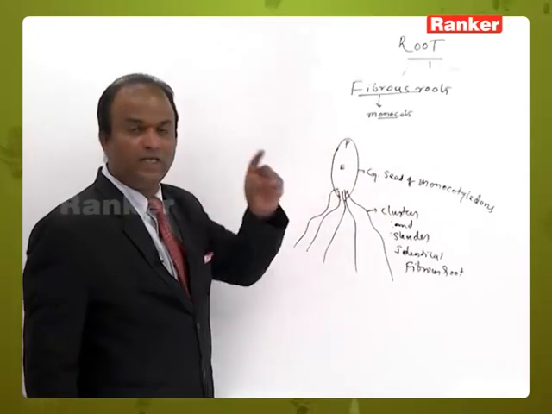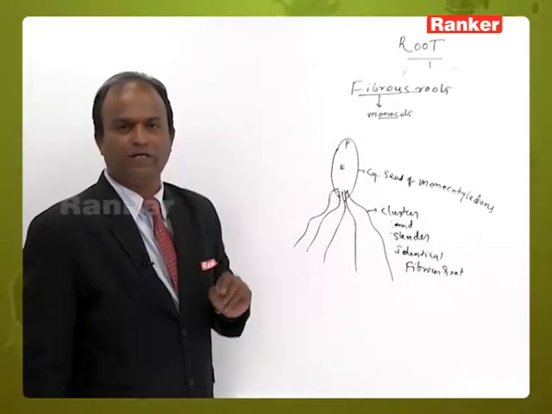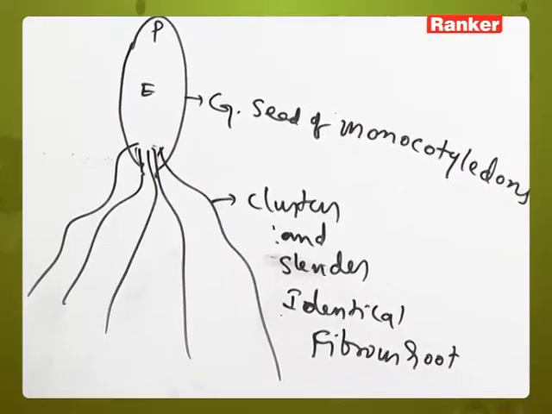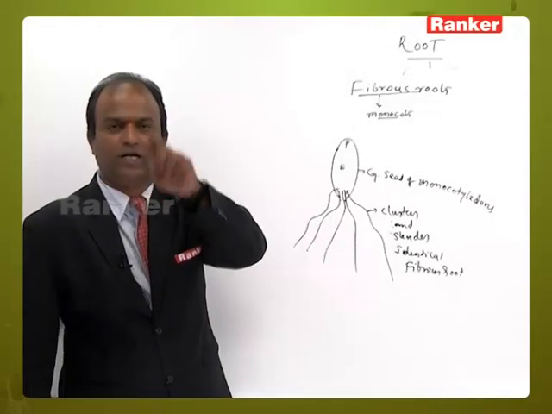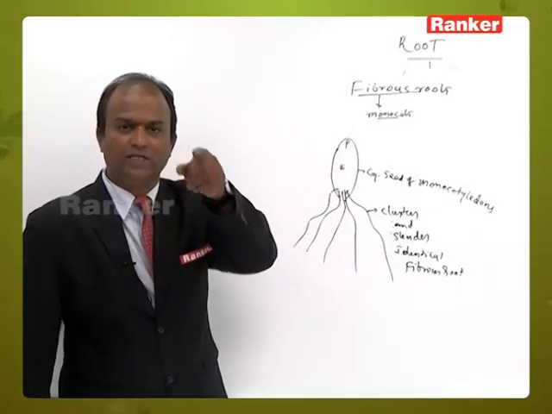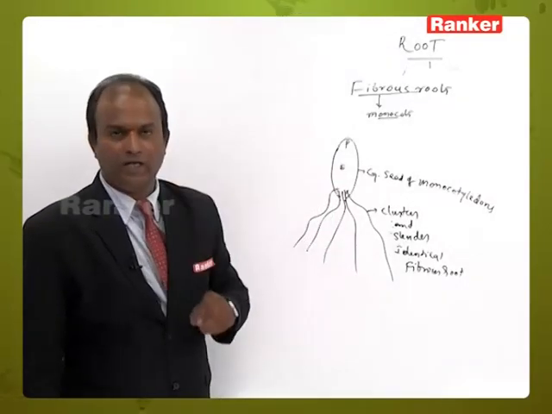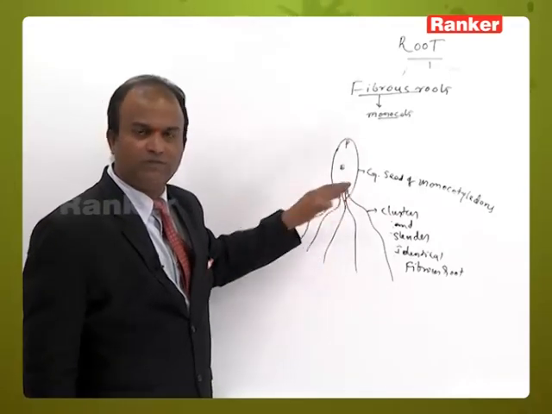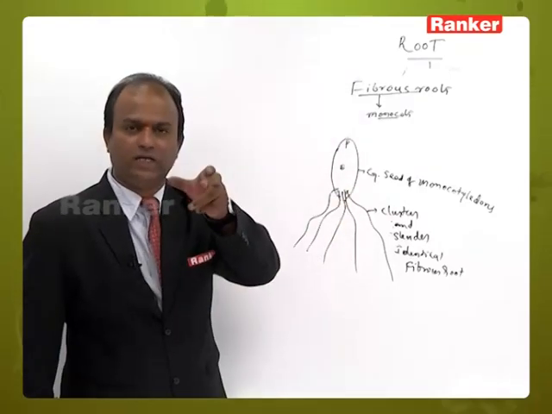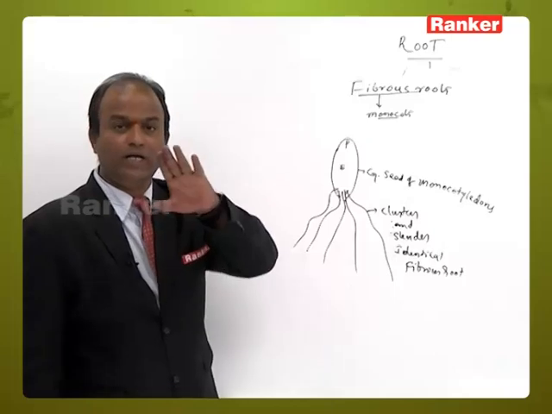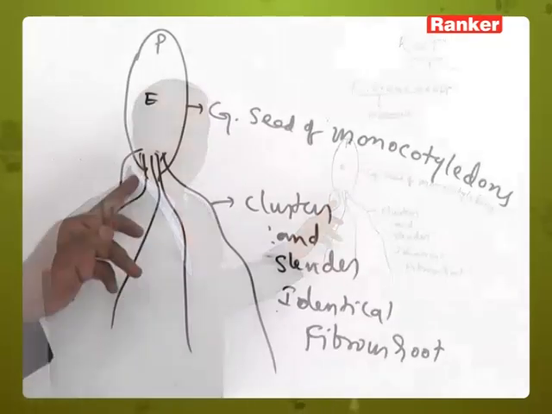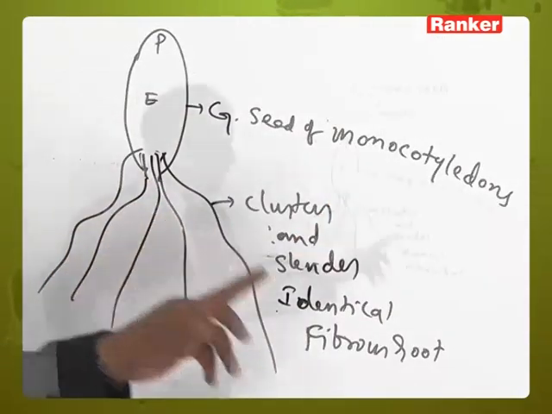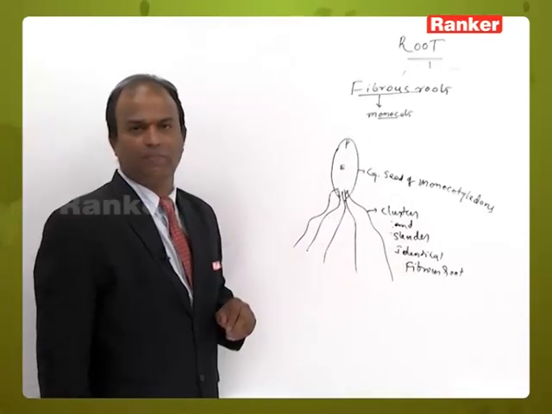From the radical, initially the primary root is developing. That primary root, whether it is ephemeral or perennial, is ephemeral here. But in dicots, it is perennial. After the degeneration of the primary root, immediately a cluster of numerous slender, identical fibrous roots are developing.